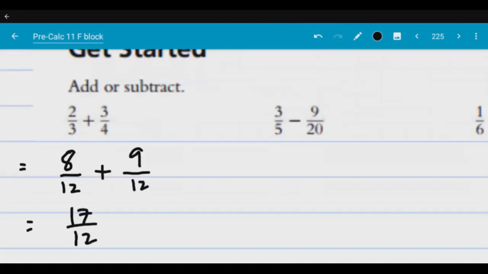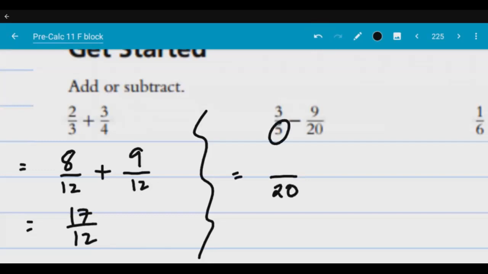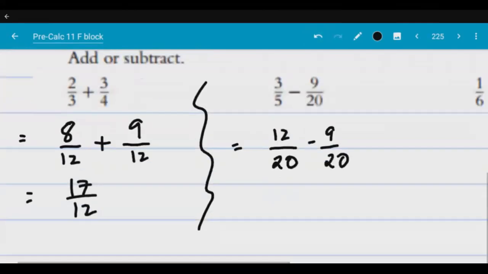Pretty simple. Next, 3/5 minus 9 over 20. When we are subtracting, just like adding, you have to find the common denominator. And for 5 and 20, that would be a 20. So that means I need to turn this fraction into an equivalent fraction wherein the denominator is 20. The 5 was multiplied by 4 to give me a 20. So the top, the 3, must be multiplied by 4, gives me a 12. The 9 over 20 remains the same because it already has a 20 as a denominator. 12 minus 9 is 3 over 20, and you cannot simplify that any further.